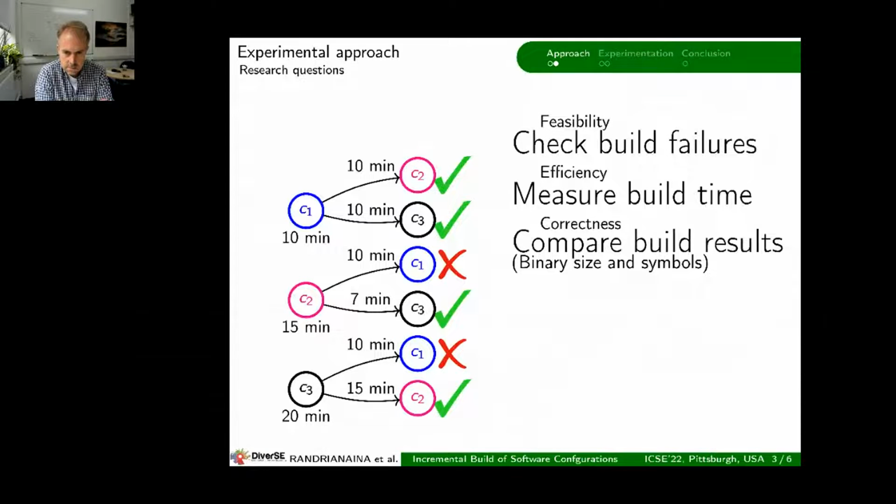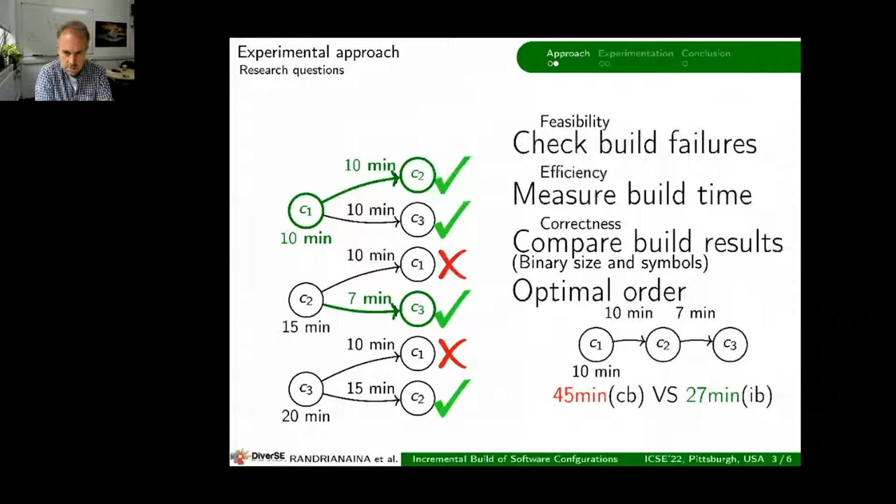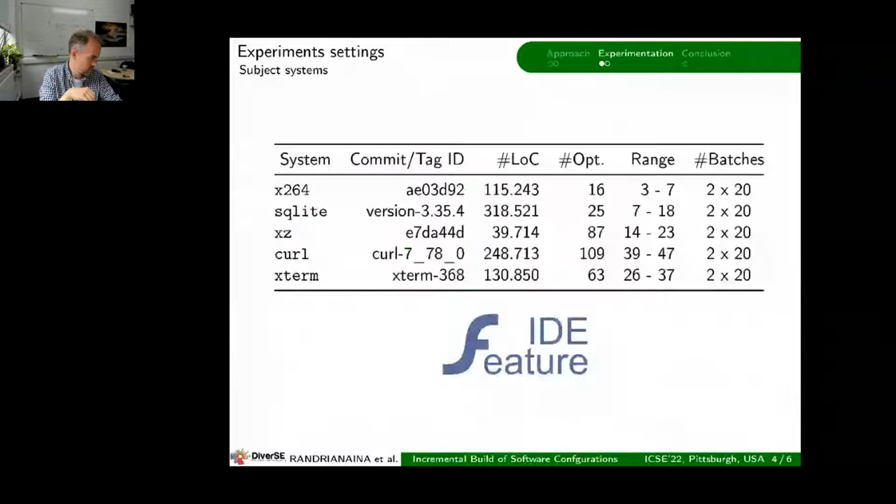And finally, we check for an optimal ordering, which is the combination of clean builds and incremental builds, and which is the chain of incremental builds that is the fastest on the overall build time. And here, for instance, we could build 3 configurations incrementally in 27 minutes instead of doing 3 clean builds in 45 minutes. So we applied our experimental setup on 5 configurable systems, C-based and with the make build system.